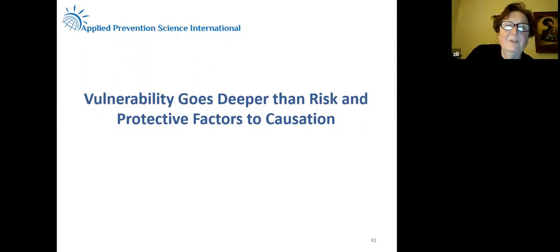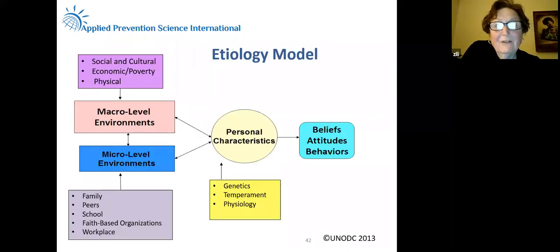So risk and protective factors have had a real big impact on our field, and have been very useful. However, vulnerability goes a little bit deeper, because risk and protective factors that we have in place right now, as I said, are correlates of being associated with substance use, and they're indicators, but they're not necessarily really digging down to look at causation. So what we want to talk about is looking at this etiology model and recognizing that it is these social influences that really impact individual behavior.